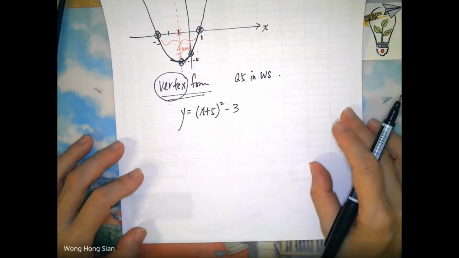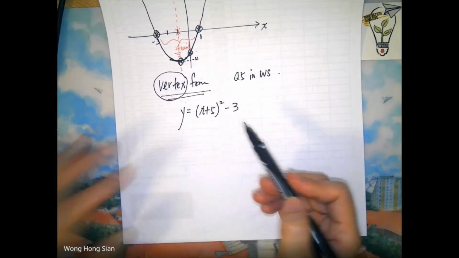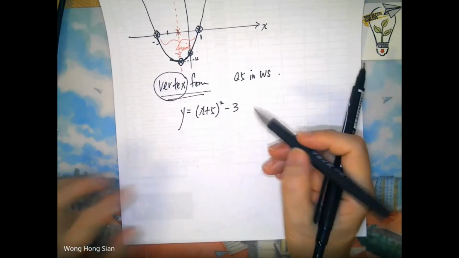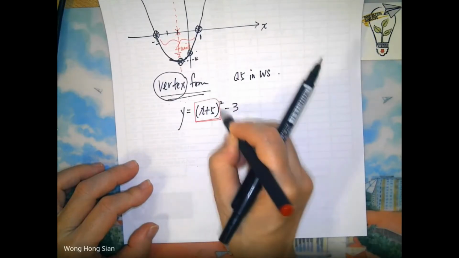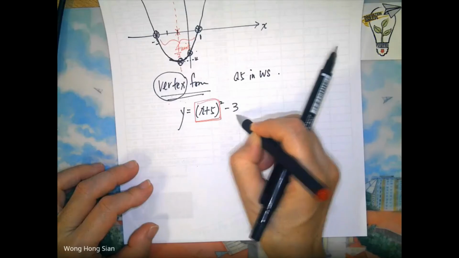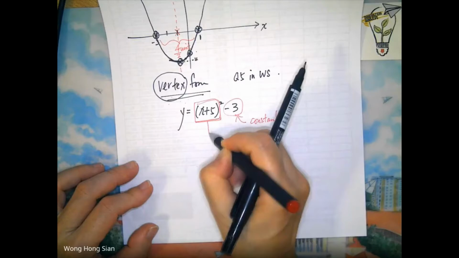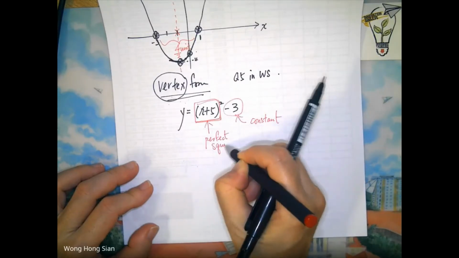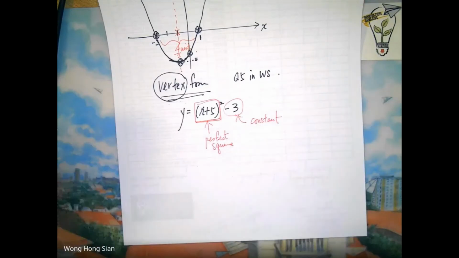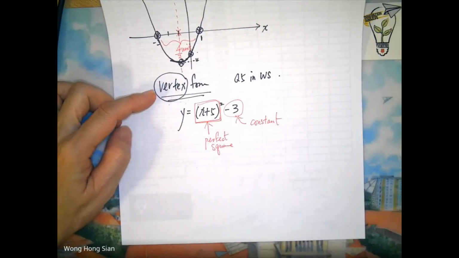So how do you make use of this vertex form? How do you tell that it's vertex form? Because it's a quadratic equation, you can always see a perfect square plus some constant. This is a constant here, and this part is always a perfect square. So this kind is a vertex form. Very obvious, you know that you can find the vertex. That's why it's called vertex form.